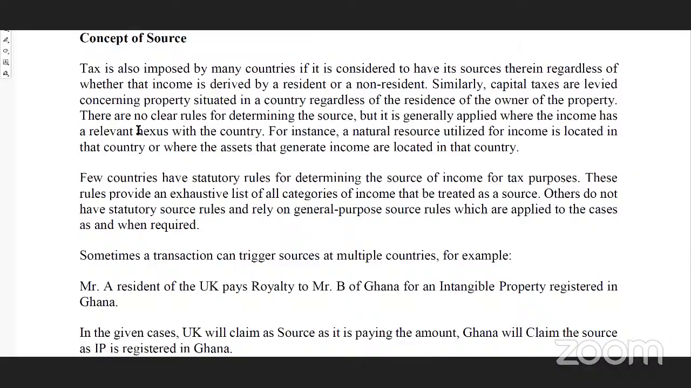All right. So the concept of source. Tax is also imposed by many countries if income is considered to have its source therein, regardless of whether that income is derived by a resident or non-resident. Similarly, capital taxes are levied concerning property situated in a country, regardless of the residence of the owner of that property. So if I have a building in Ghana and I get rent, it will be taxed in Ghana because the building is situated in Ghana. So the whole thing is that when it comes to source, sometimes this is known as the territorial system of taxation, right? So we tax income based on our territory.